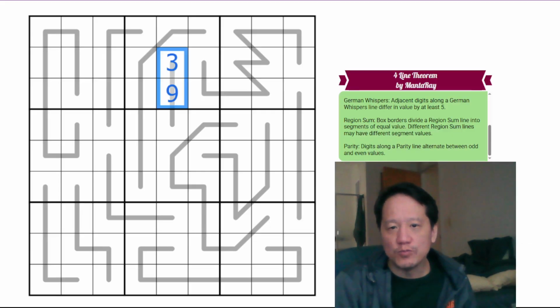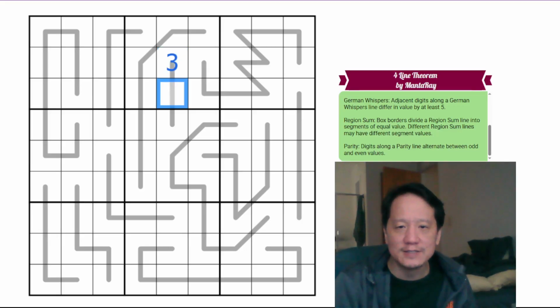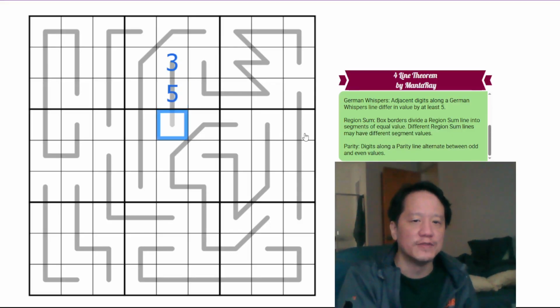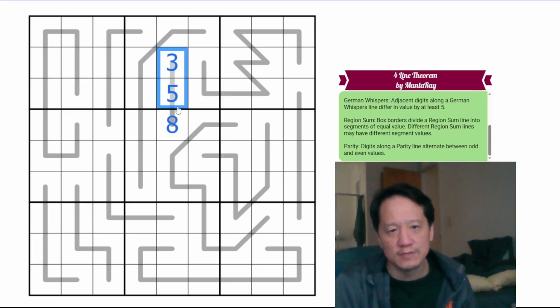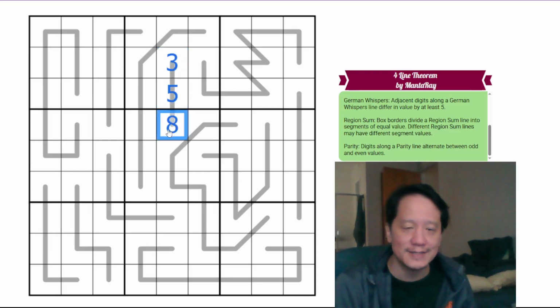We also have region sum lines, where box borders divide a region sum line into segments of equal value. Different region sum lines may have different segment values. As an example, you could say this was a region sum line, and this was 3 and 5. Then this would have to be 8, because the box borders divide the region sum line into segments of equal value. So this is a segment, and this is a segment. Obviously, 3 and 5 add up to 8, and 8 adds up to 8. So that's an example of how a region sum line would work.